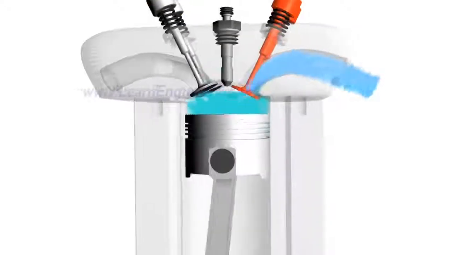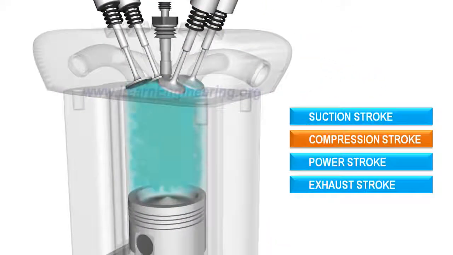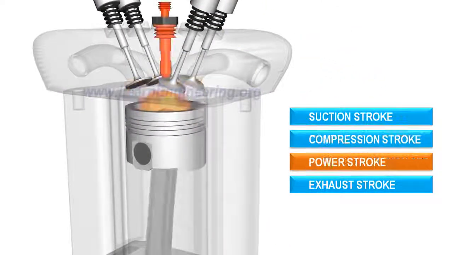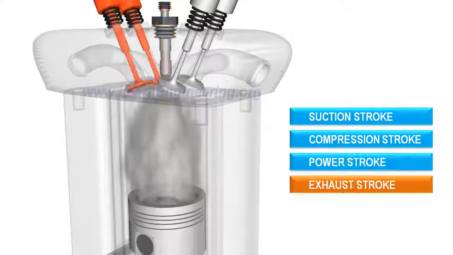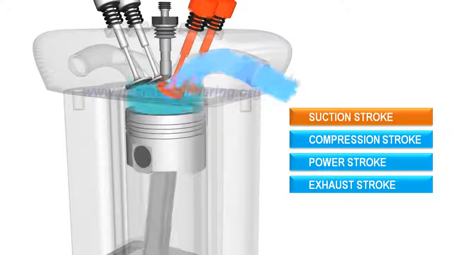Again, the suction stroke happens. This cycle, which has a total 4 strokes, is repeated over and over for continuous power production.